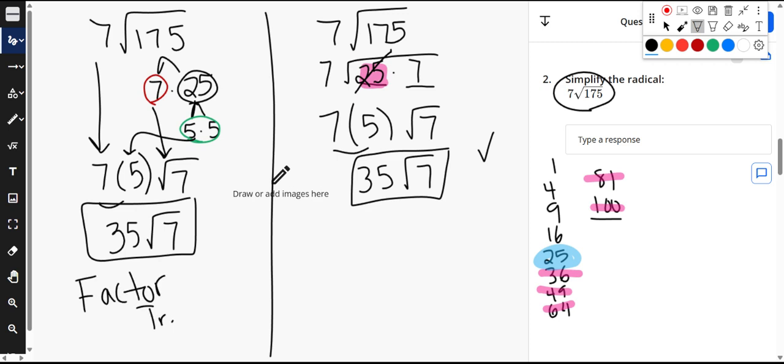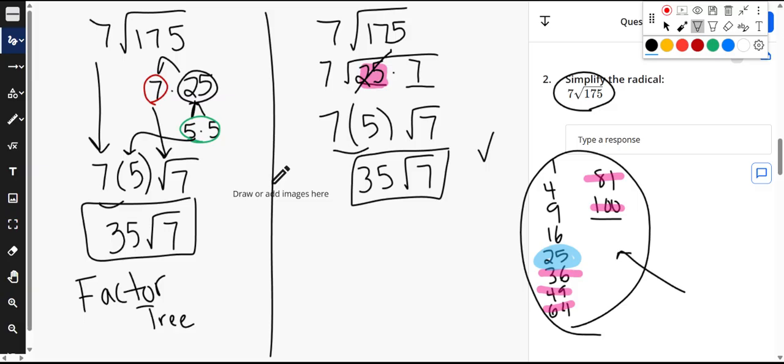The factor tree method works if you don't know your perfect squares and are not willing to take the time to divide 175 by each of these numbers until you figure out which one goes in. So if you would like to start trying this method, what I strongly suggest you do is write all the perfect squares at the top of your paper. And when do you stop your list? I would stop when you get to half of the size of that number.